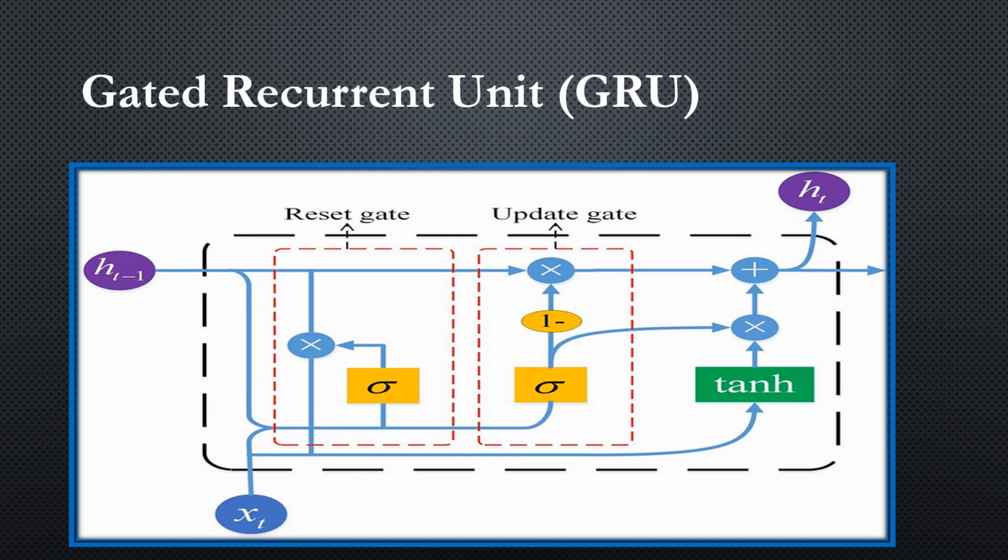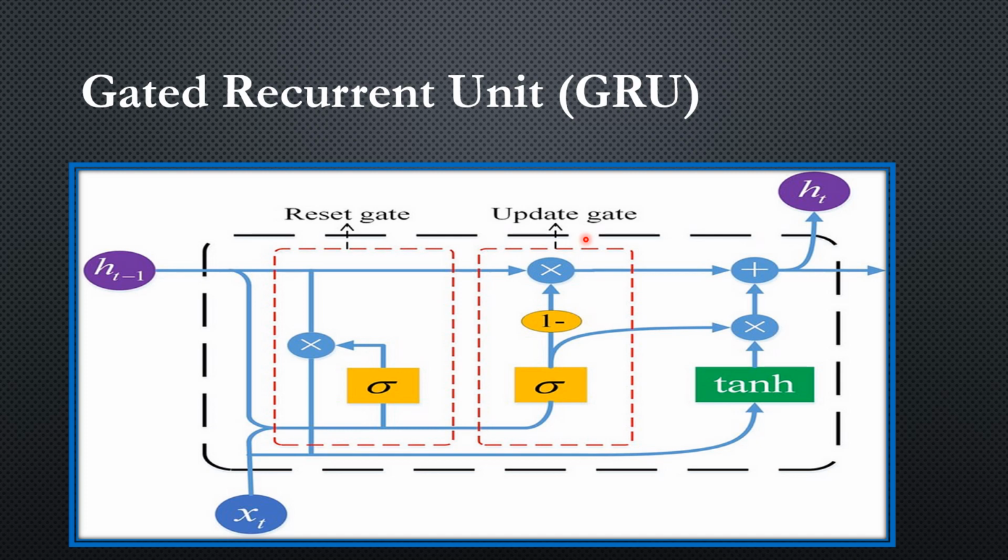Then it has update gates. The GRU has an update gate that decides how much of the current input should be incorporated into the memory cell and how much of the previous memory cell value should be retained. So this update gate acts like a refresher that selectively updates the memory cell.